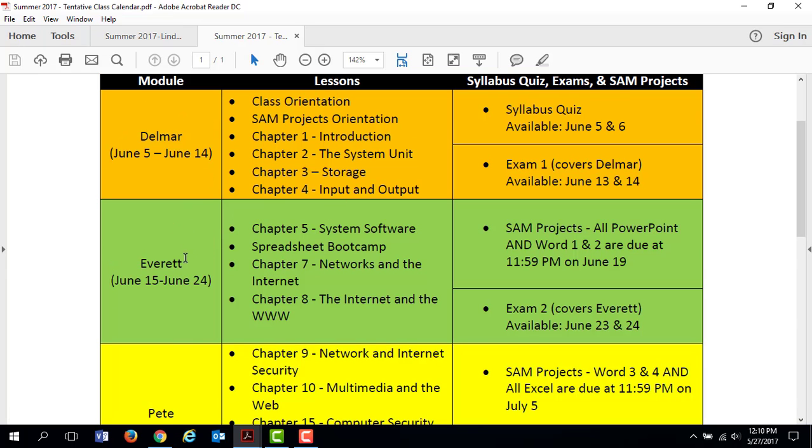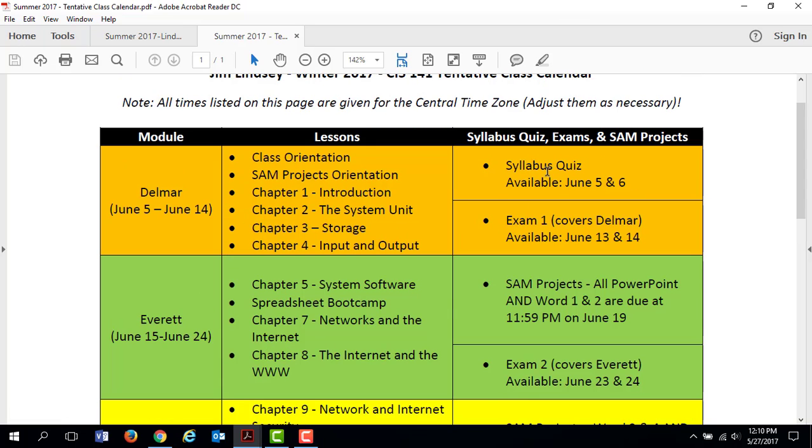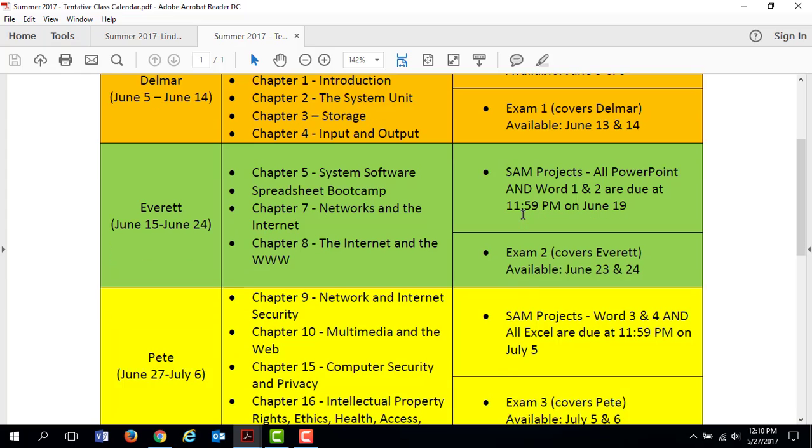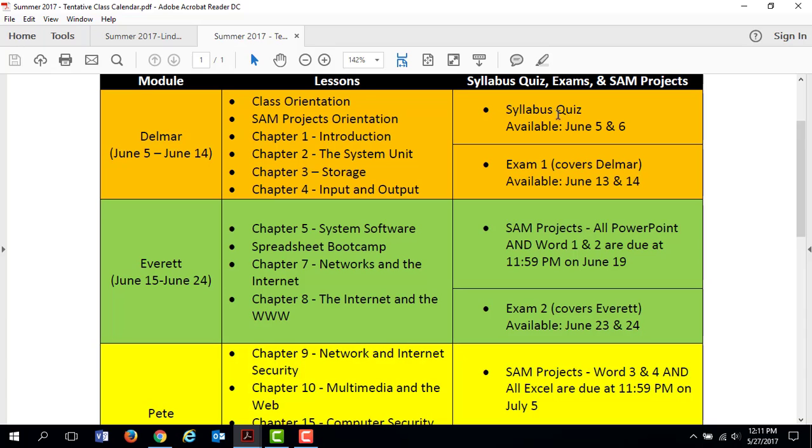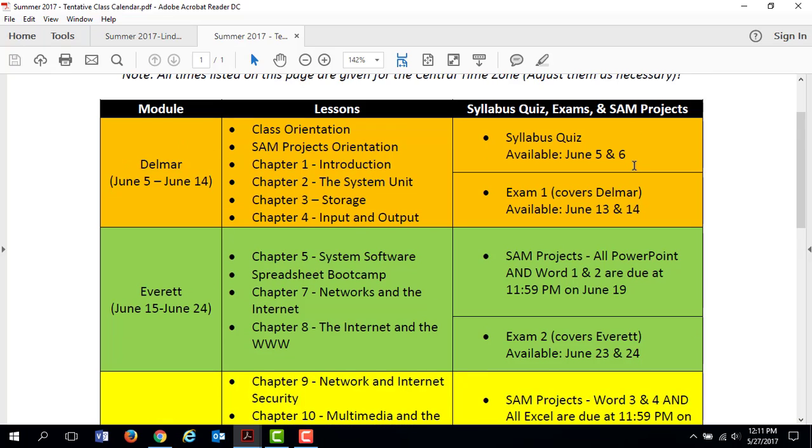What you'll find within each one of these modules, there are a couple of different things listed that you want to be paying a lot of attention to. For example, the syllabus quiz for this class must be completed on June 5th and 6th. Between June 5th and 6th, you have to get that syllabus quiz done. Where is that syllabus quiz? Well, I'll show you where that syllabus quiz is on the Blackboard site in just a moment, but that's how you use this document. So you say, okay, on June 5th and 6th, I have to make sure I'm completing that particular assessment.